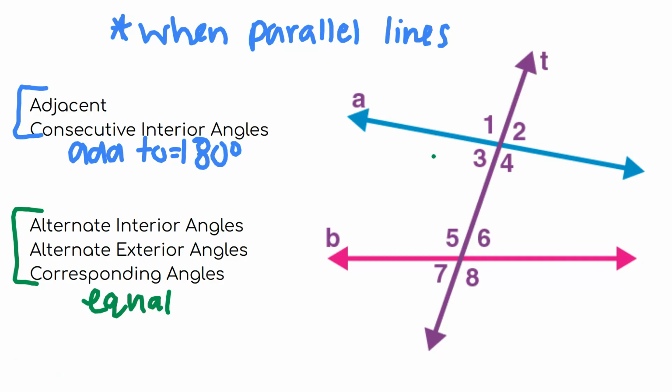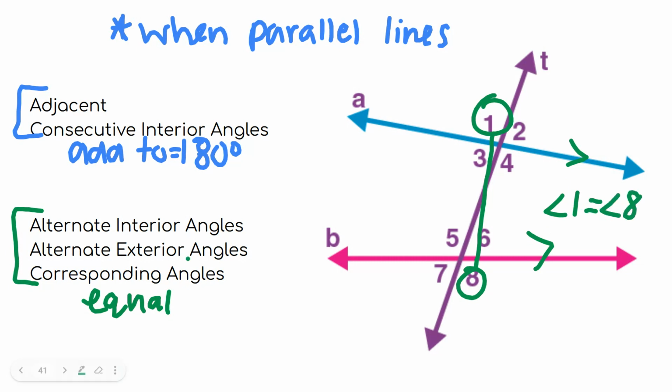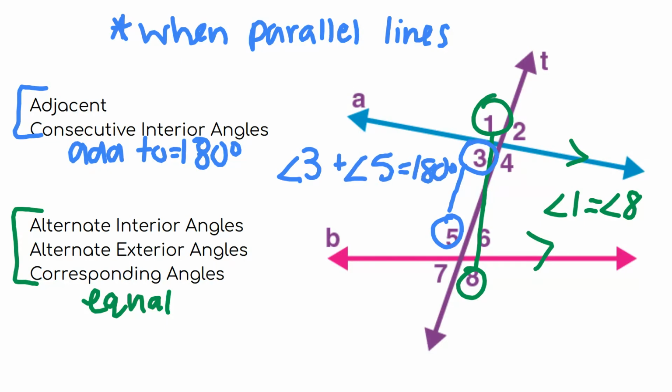If I have angle 1 and angle 8, those are alternate exterior angles. If we had parallel lines, I could say that angle 1 is equal to angle 8. If I had consecutive interior angles like 3 and 5, and they were parallel, I would have angle 3 plus angle 5 equals 180 degrees.